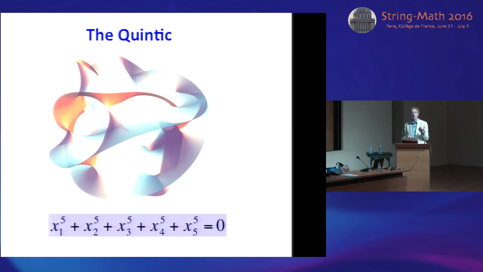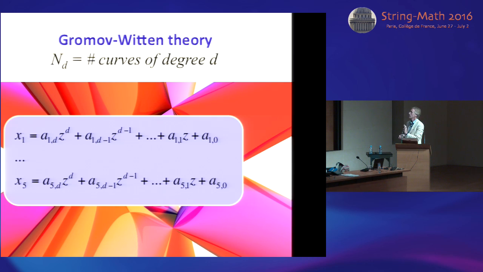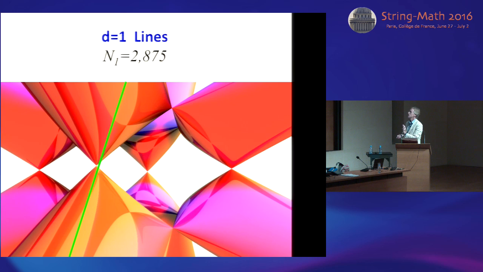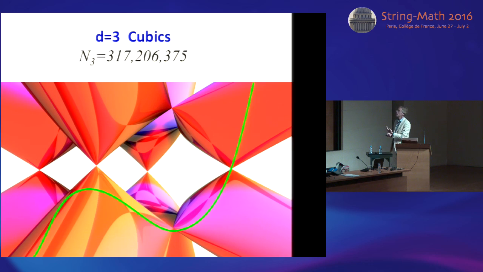And I think, again, it kind of triggered a wave of developments in all possible directions. The original example was the quintic Calabi-Yau threefold, this particular geometry, and counting lines on it. So these famous numbers that we now call Gromov-Witten invariants. N of D is counting the number of curves of degree D. So N1 is the number of lines, 2875. Then there's N2, the number of conics. There's N3, the number of cubics.